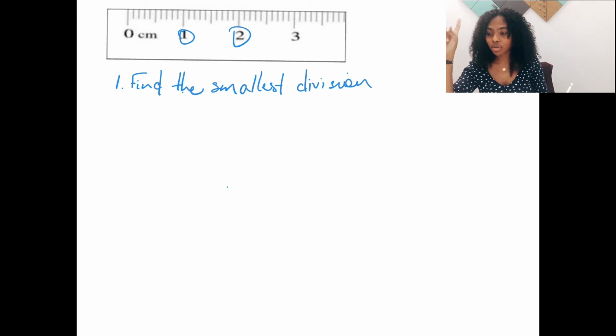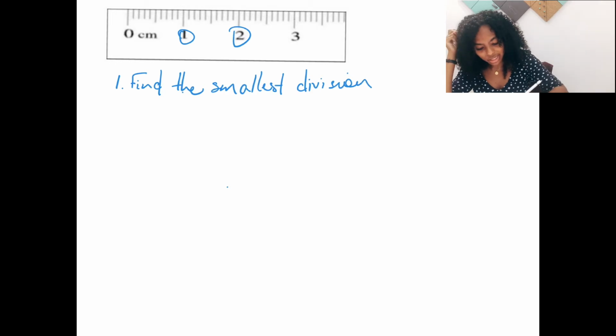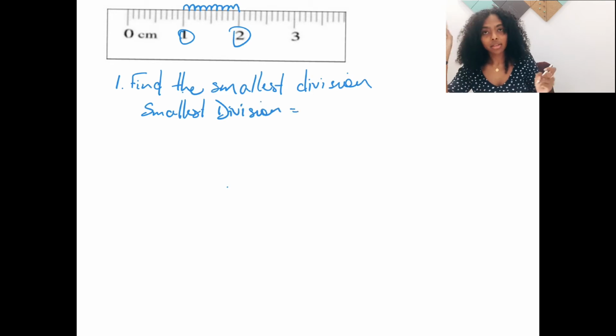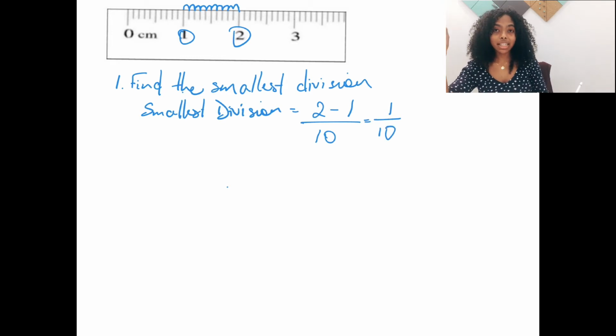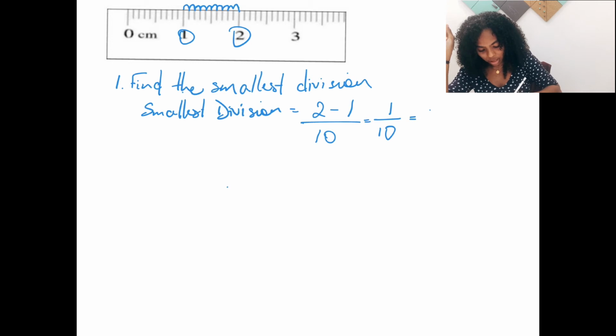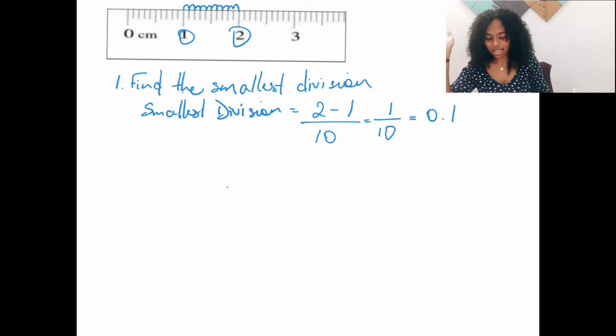The next step tells us to count the number of spaces in between them. So let's go. We have 1, 2, 3, 4, 5, 6, 7, 8, 9, 10. We have 10 spaces. So the smallest division is the difference between those 2 marked readings. So since we chose 2 and 1, 2 minus 1 divided by the number of spaces in between them, which we just counted as 10. So 2 minus 1 is 1 over 10, which means each space is 1/10 or 0.1. And our unit here is centimeters, so I'll write centimeters. So that is our smallest division.